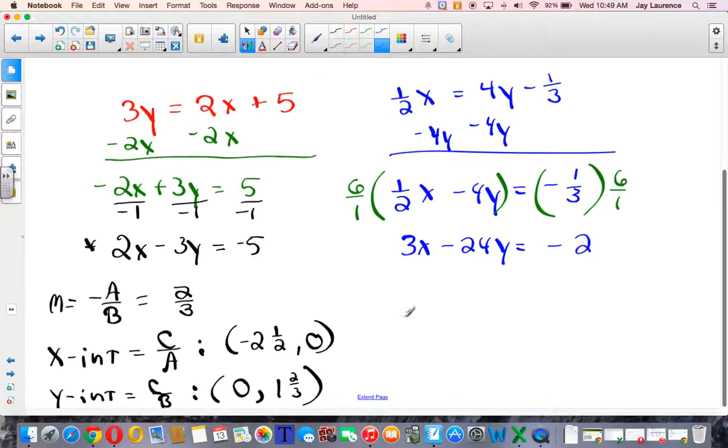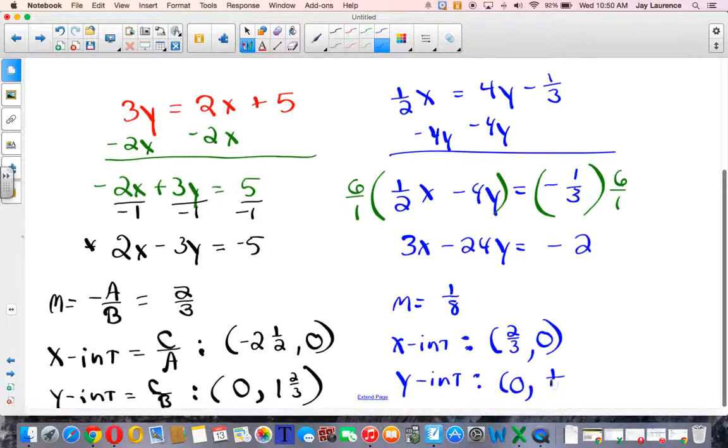All right, if I want to find the slope, you don't always have to, but you can. I believe it's going to be 1/8, right? Okay, the x-intercept will occur at the point negative 2/3, 0. And then the y-intercept will occur at 0, 1/12. Yeah, kind of a tricky one to graph, but that's what it would be. All right, if you need more help with standard form, let me know.